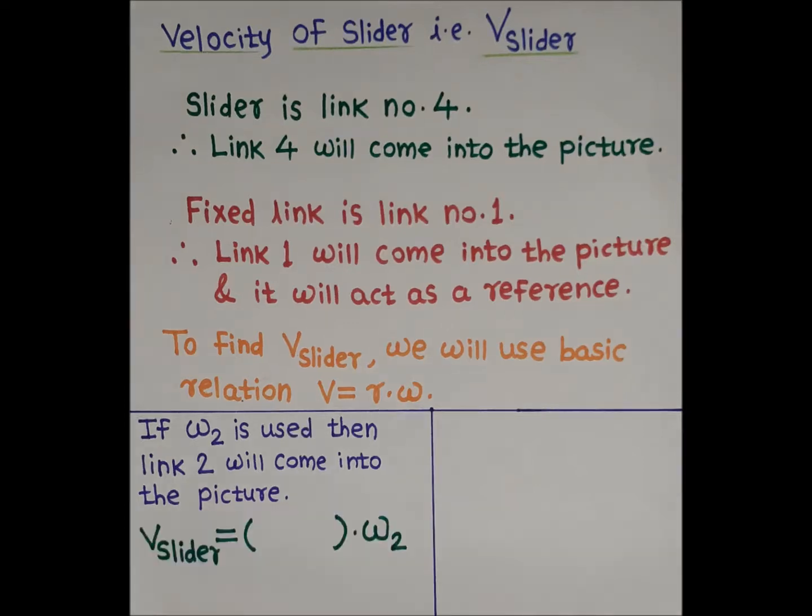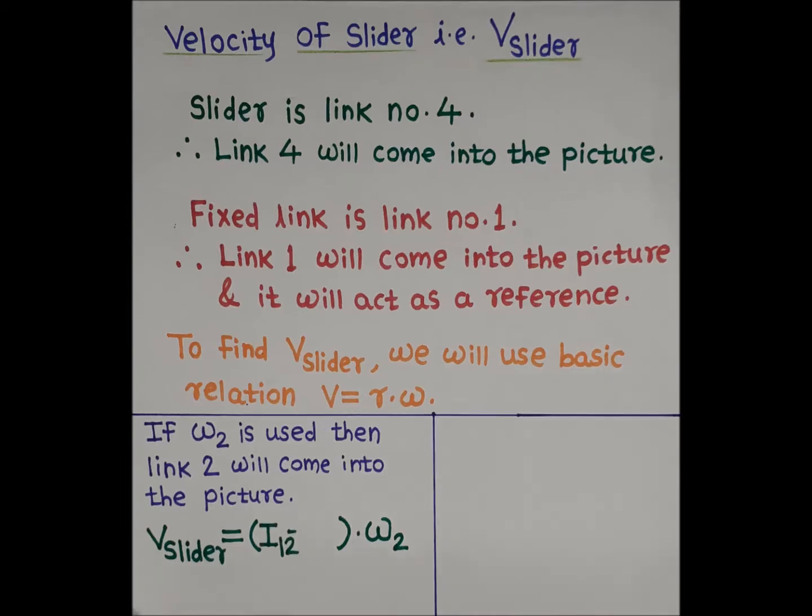Therefore, V slider will be equal to distance in bracket multiplied by omega 2. In the bracket, we will have the distance between two ICRs which will act as a radius. As omega 2 is taken, we should focus on link 2. Link 2 will have pure rotational motion relative to fixed link 1 about ICR I12. Hence, the first term in the bracket will be I12 and the next term will be I24.